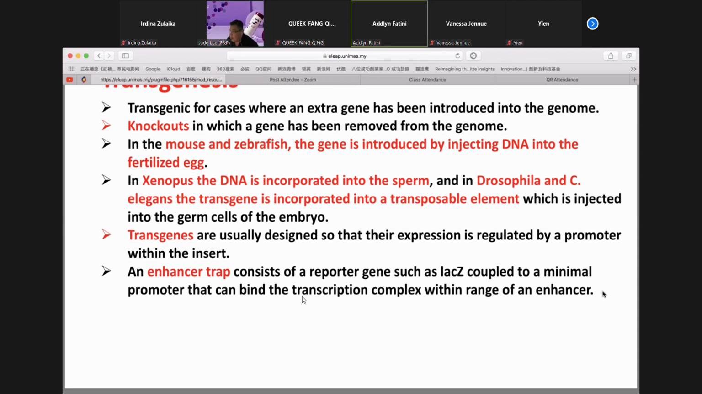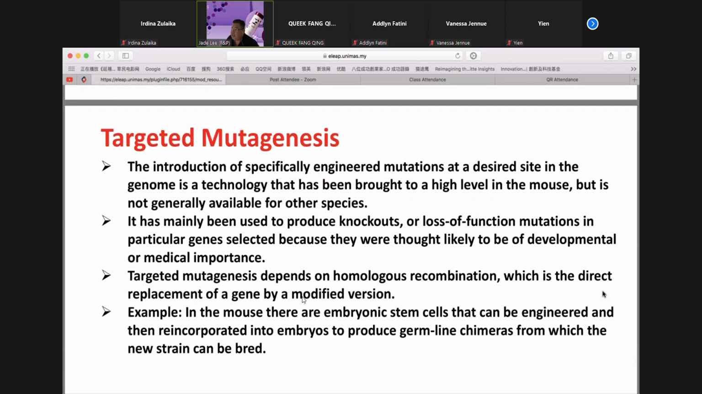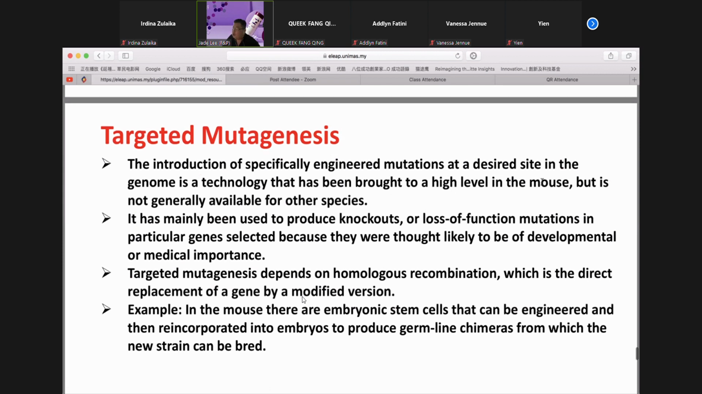Ingatlah, doktor. Okay, good. And targeted mutagenesis is the introduction of specifically engineered mutations at the desired site in the genome, a technology that has been brought to a high level in the mouse, but it's not generally available for other species lah. Kebanyakannya kita buat ini untuk tikus. Karena tikus ialah mammal, di mana dia paling dekat dengan manusia lah. That's why kita gunakan mutagenesis ni targeted ni untuk tikus.